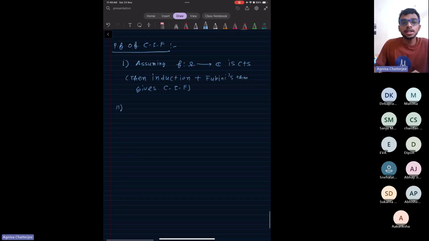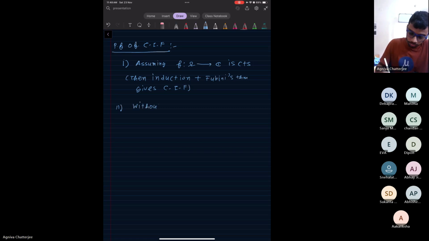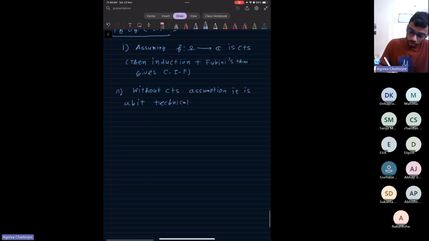But if I remove this continuity assumption, then it's a bit technical. Without the continuity assumption, it is a bit technical. So look at Hörmander's book, Introduction to, or what is it called? It's probably Several Complex Variables.